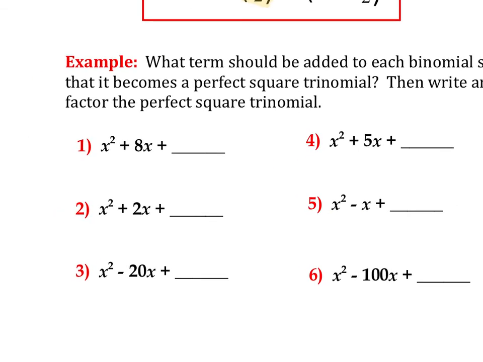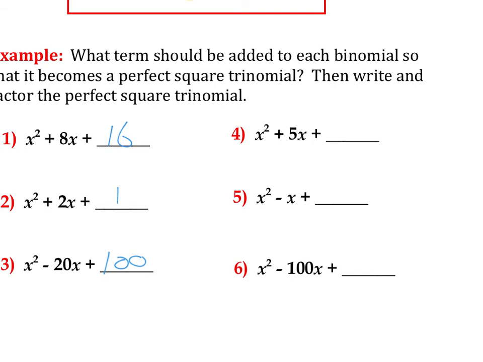Okay? So first one, I need to figure out half of 8 and then square it. Well, half of 8 is 4. If I square that, I get 16. Number 2, half of 2 is 1. If I square that, I get 1. Number 3, half of negative 20 is negative 10. If I square that, I get 100. Number 4, half of 5 is, well, that's just going to be 5 over 2. So 5 halves. And if I square that, that'd be 25 over 4.